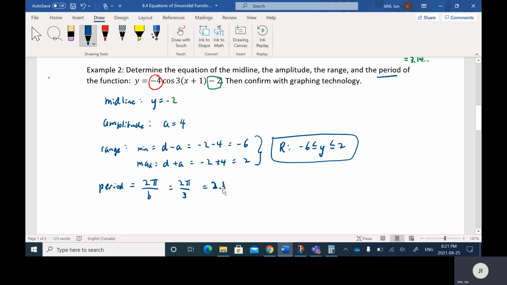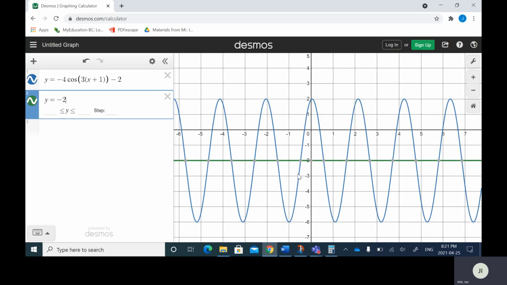And now the period. We said the period is 2.1. Looking at this graph, this maximum here is pretty close to 0, just slightly more. If I go over 2 units a bit, you can see this is the next maximum. So it does appear that the period here is 2.1. So all of those values are confirmed.